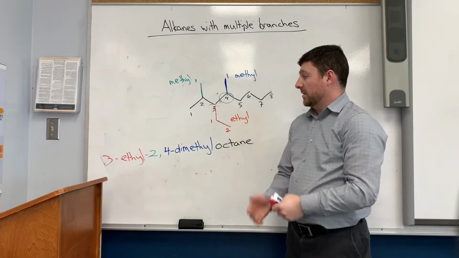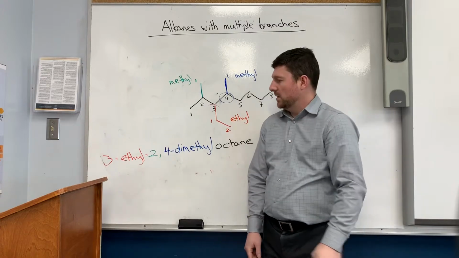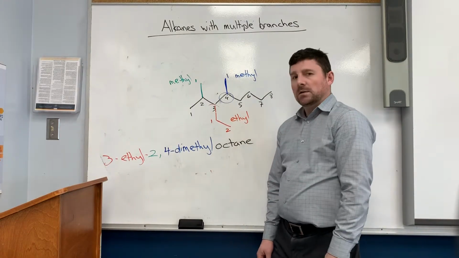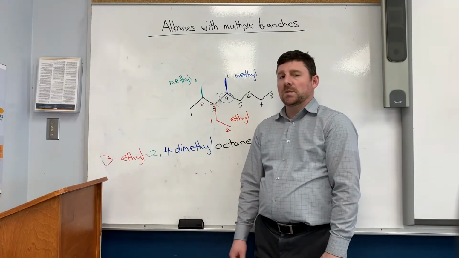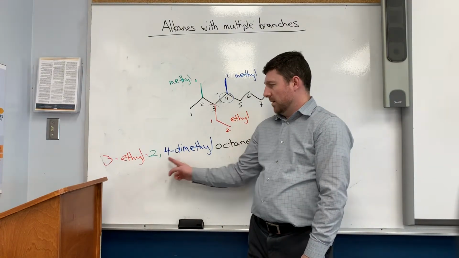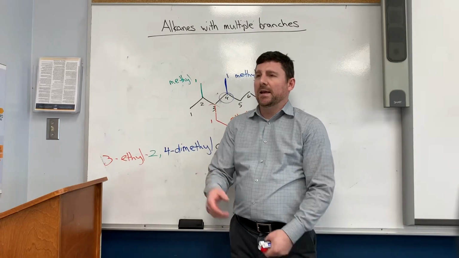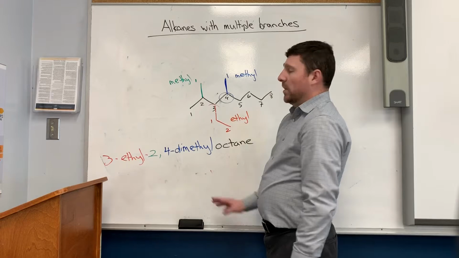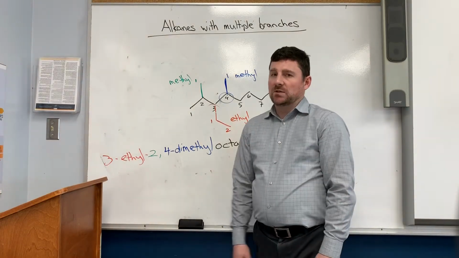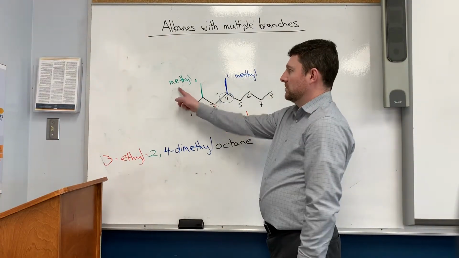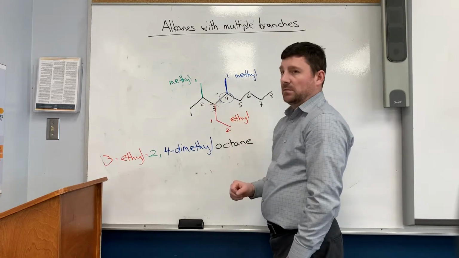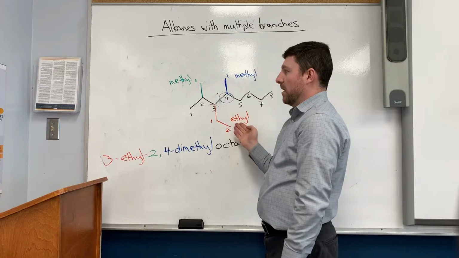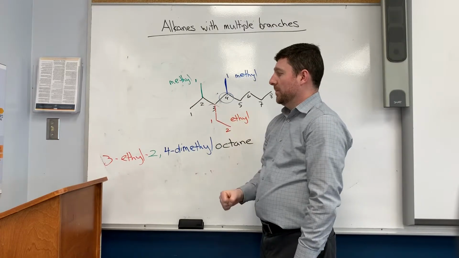Now you might look at this and say, well, hold on a second. I thought we were supposed to do this alphabetically. And now that this is a dimethyl, doesn't D come before E? And yes, D does come before E alphabetically, but we only actually look at the name of the branches. So we're still dealing with methyl versus ethyl, and E comes before M. So we still place ethyl alphabetically before methyl.